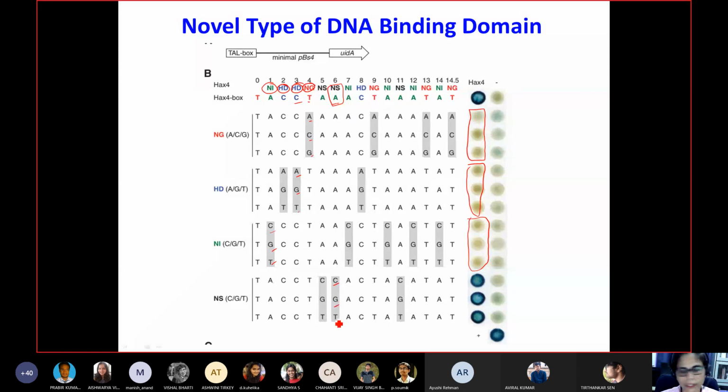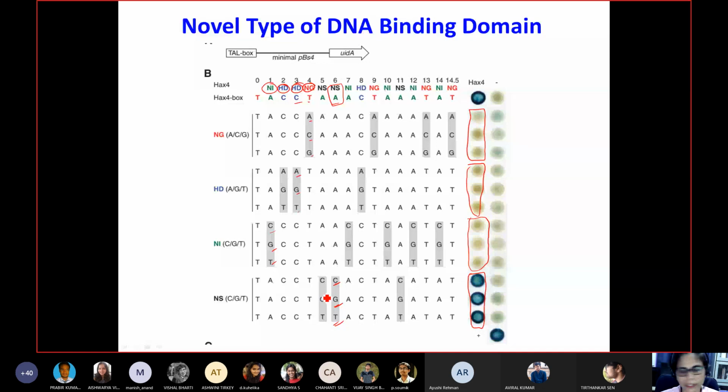So now, if you see whether you can use this system or not, you have a very simple code. For example, only the 12th and 13th position amino acids are important for binding to one base pair in the DNA.